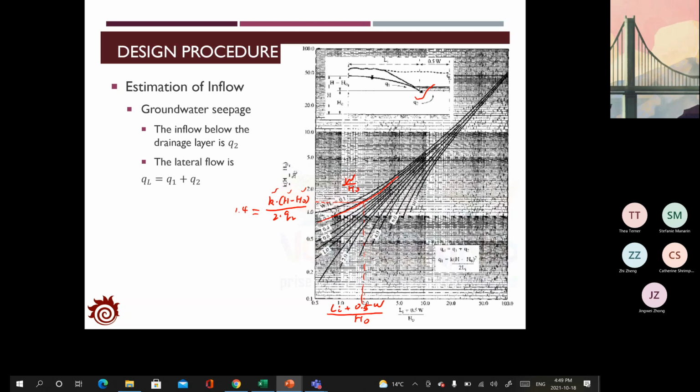And once you have the inflow about the drainage layer Q1 and inflow behind the drainage layer Q2, you can find out the lateral flow for the entire pavement structure, or for the entire drainage layer. So here, W is the width of the road, including the shoulder. These two components give you the calculation of the groundwater seepage, where we can also calculate the lateral flow.